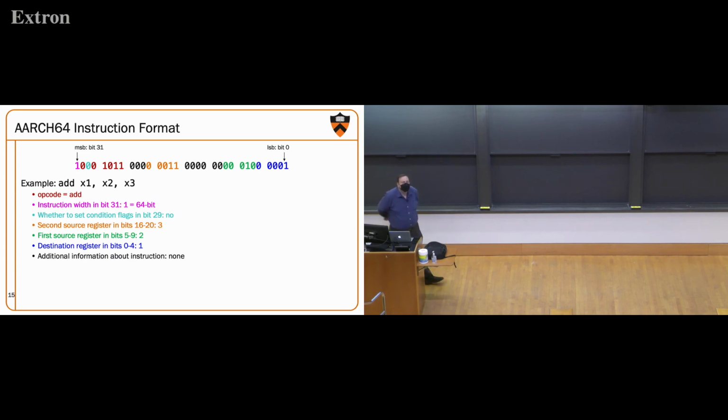The opcode basically consists of these red values right here. So if you look at the full reference, they're drawn in a very similar way to this, where it basically just says this set of bits taken together tells you this is an add instruction.